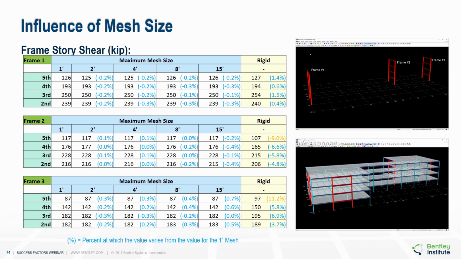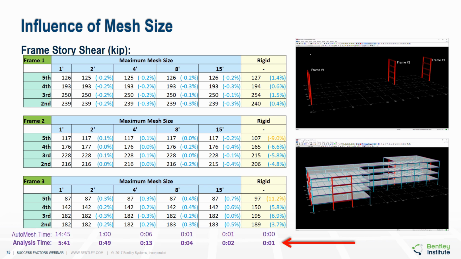Now, if we analyze the same thing as a rigid diaphragm, we're still really close, but we are starting to get some deviation. But keep in mind, this building wouldn't qualify as a rigid diaphragm anyway, and so we're seeing here why it shouldn't, although the differences are only at worst 11%.